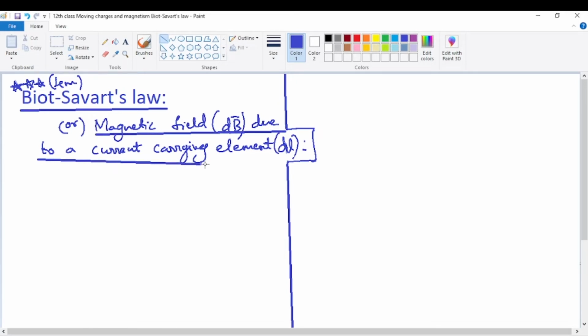It carries slightly fewer marks than a regular essay question. A regular essay question carries 5 to 8 marks, while this carries about 4 marks. It can be given as: state and explain Biot-Savart's law, or derive an expression for magnetic induction due to a current carrying element. It can be given either way.